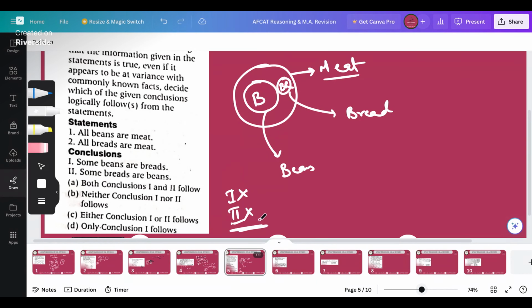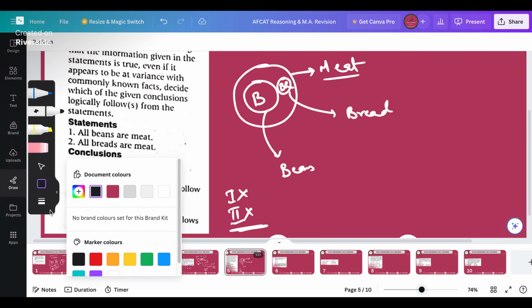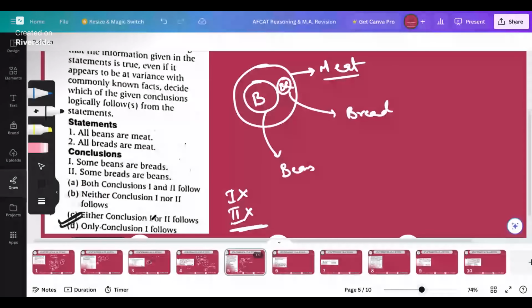So we cannot really conclude, neither conclusion 1 nor conclusion 2 follows. So we, ladies and gentlemen, go ahead with C as your correct option. Sorry, B as your correct option. Don't make all these silly mistakes in your examination. Right? Okay, it happens.